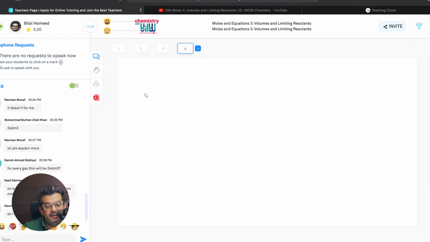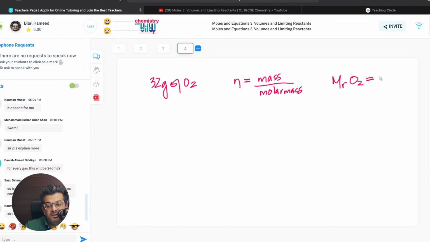Let's say I take 32 grams of oxygen. Now, how many moles is that? Well, 32 grams is mass over molar mass. And since the Mr of O2 is 32, therefore 32 over 32, that means this is 1 mole.